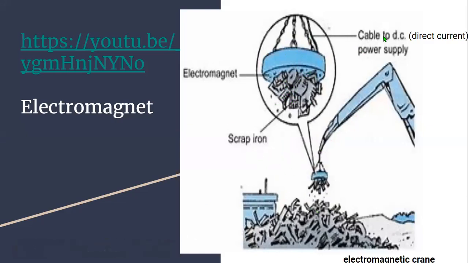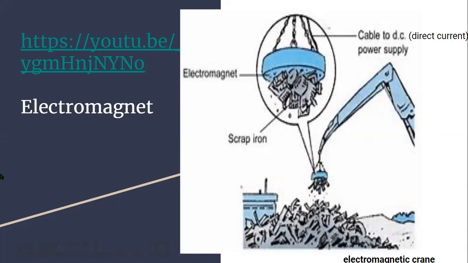All right, so this is an example, and this diagram shows you a little bit better. So this is the cable to, and they say DC, which is direct current, right? And then this part here is the electromagnet, and this is the scrap iron. And like I said, this machine here, they were just showing you a blown up, magnified part of it. Okay, and so this is the electromagnetic crane. You can't see the whole thing, but you get the idea, right?